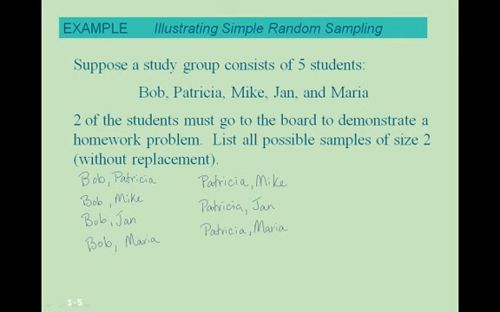And now we move on to Mike. Again, we don't want to repeat Mike with Bob or Mike with Patricia, so we'll just put him with the remaining 2 people. So we have these 2 possibilities. And then our last possibility, we will list Jan with Maria. And you'll notice we've listed every possible sample of size 2. And we had a total of 10.